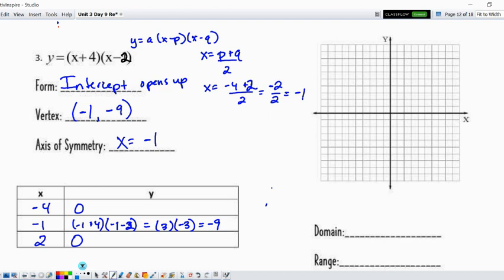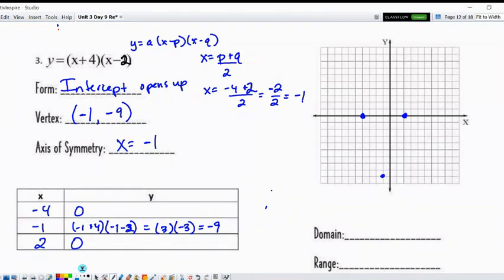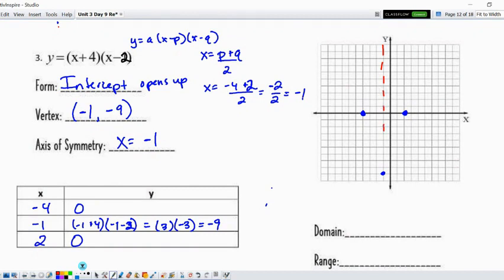So I'm going to go to the left one and down 9. And then we're going to plot our intercepts at -4, 0, there to the left of the y-axis, and at 2, 0, there to the right. I'm going to sketch in the axis of symmetry. Goes right through the vertex. And then we'll connect our points for our parabola.